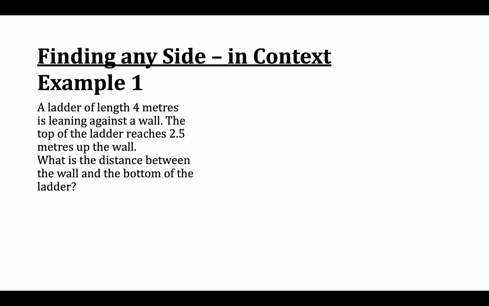So example 1: a ladder of length 4 metres is leaning against a wall. The top of the ladder reaches 2.5 metres up the wall. What is the distance between the wall and the bottom of the ladder?